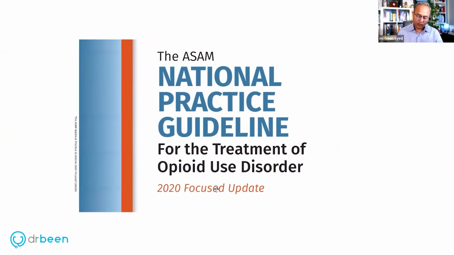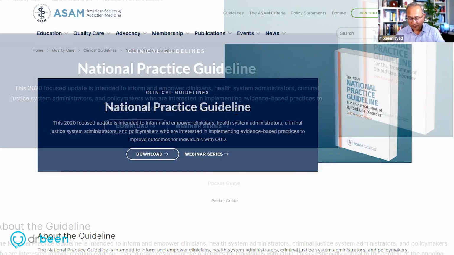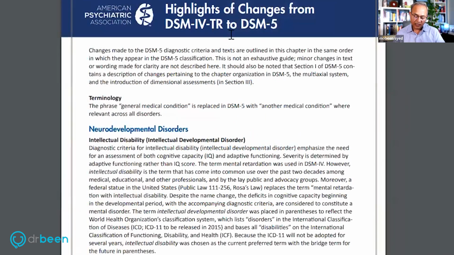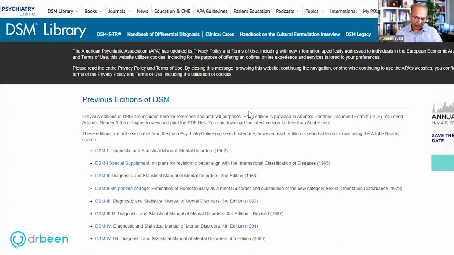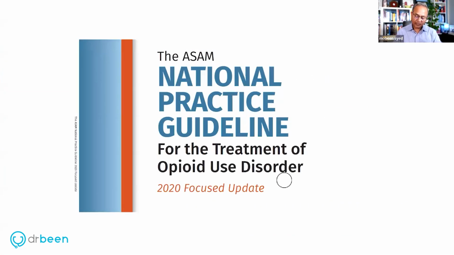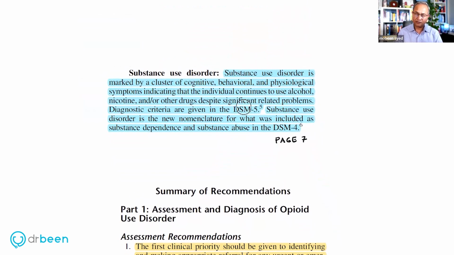That is this book, the National Practice Guideline for the Treatment of Opioid Use Disorders. I want to very quickly show you this once again over here. This is the American Society of Addiction Medicine, and this is their National Practice Guideline 2020. Then here, this is that book, which I have opened as a PDF as well. And here, there are some more references, including a reference where you can download all the books. Now, the National Practice Guideline for the Treatment of Opioid Use Disorder. Remember, this book is looking at it from the opioid use disorder guideline point of view.